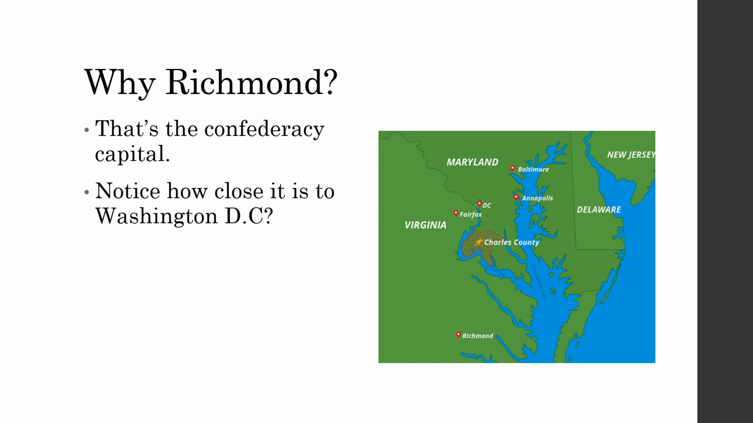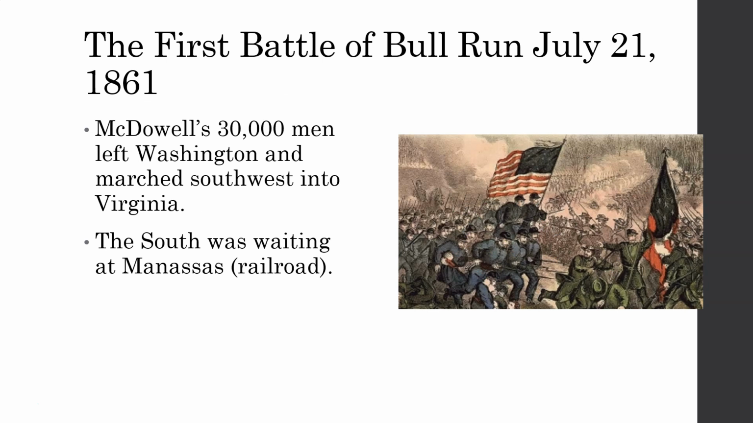If you look at that map also, look how close it is to our capital, Washington, D.C. So the fighting was really close. I mean, granted, this was a war within the United States, so you get the idea. The First Battle of Bull Run. McDowell had 30,000 men and he left Washington and marched southwest into Virginia. The South was waiting at Manassas, which was a railroad.